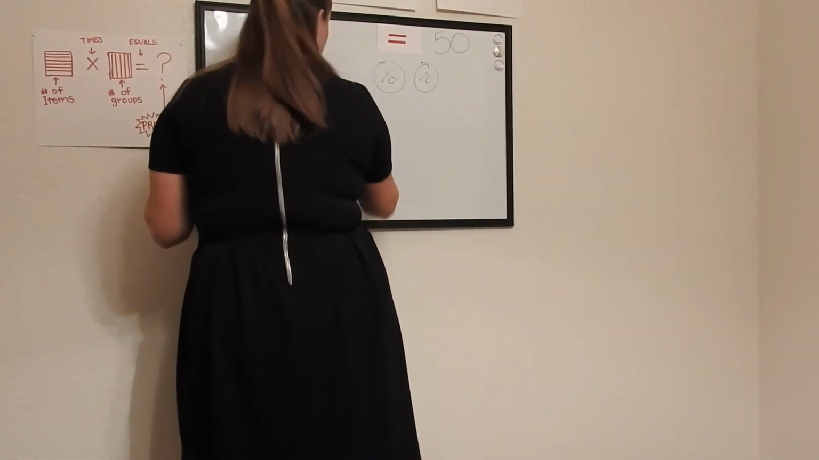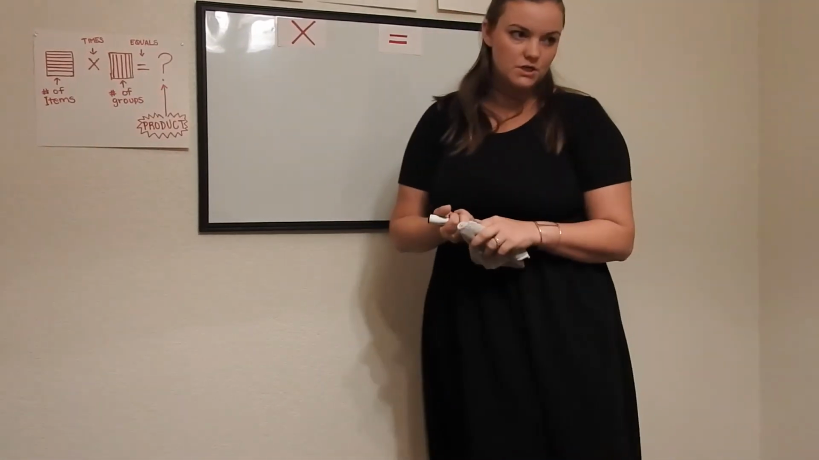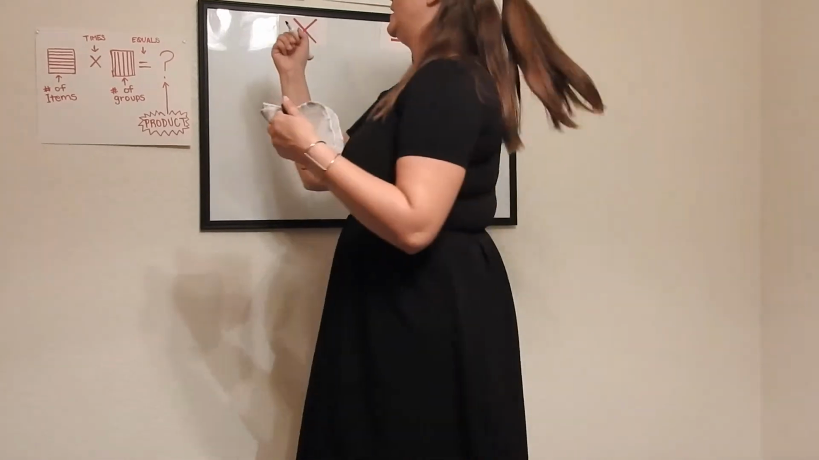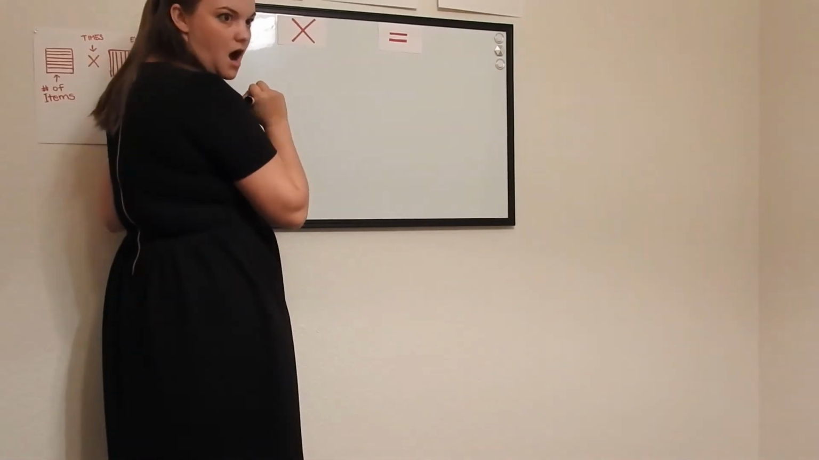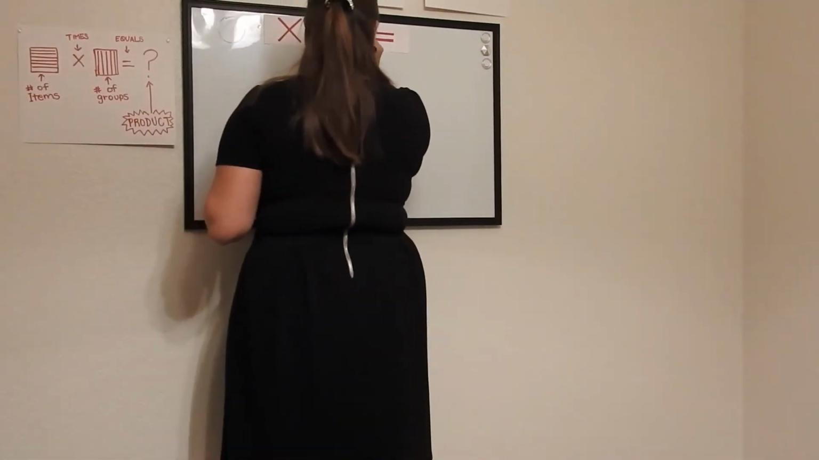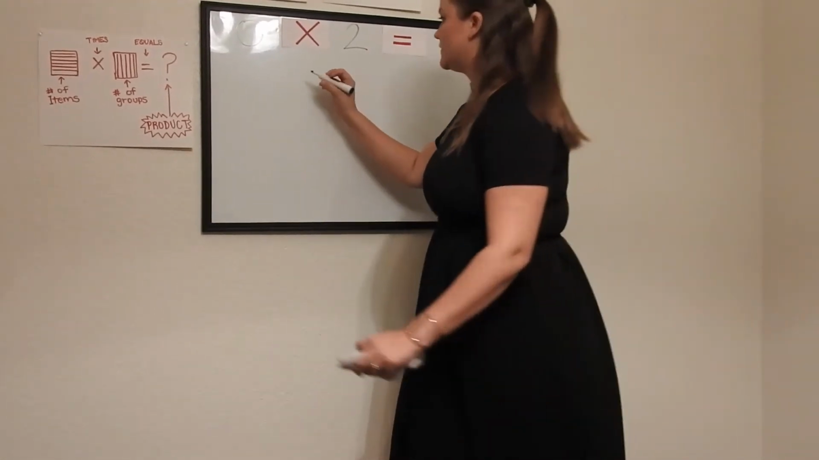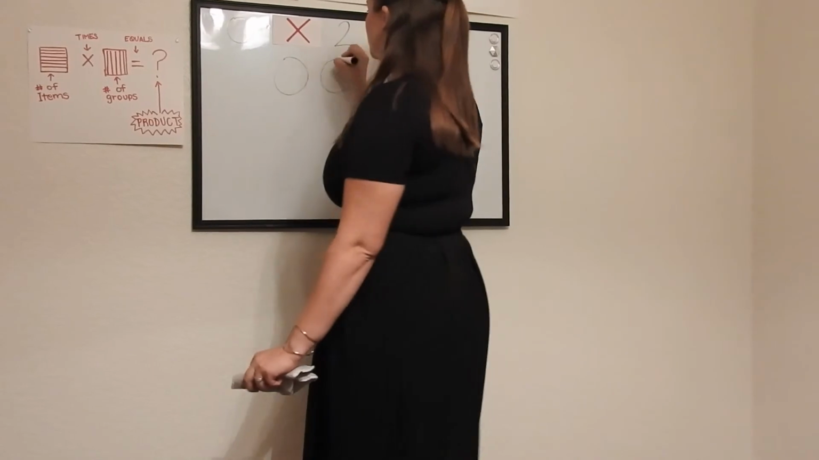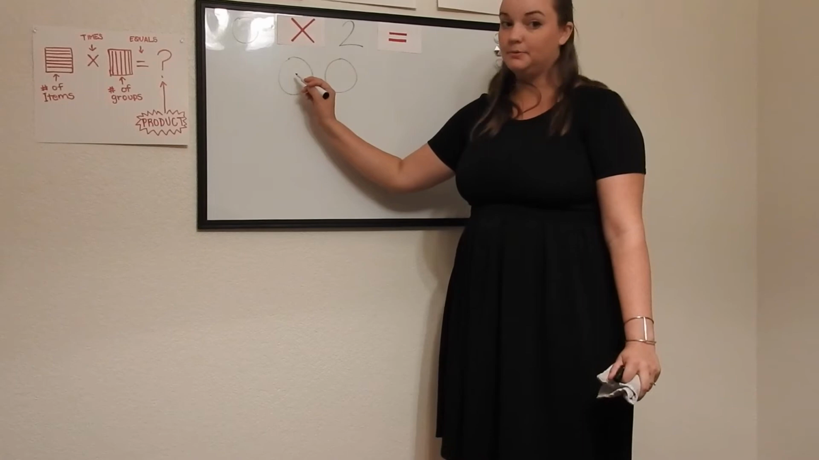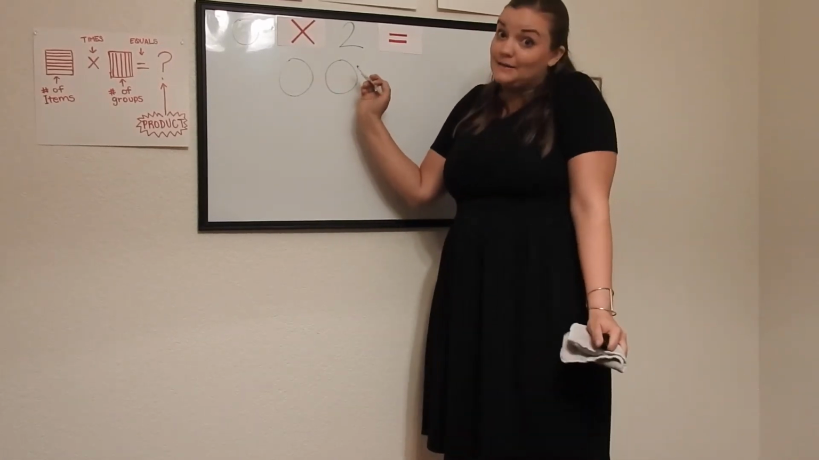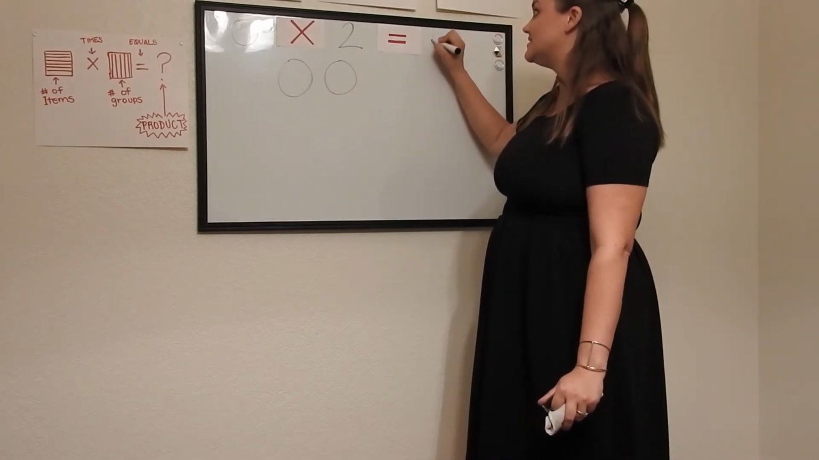You've done big numbers and you've done small numbers. I'm going to throw in a trick question. Ready? 0 times 2. Okay, how many groups do we have? 2 groups. Now how many is in each group? 0. I'm not going to put me in that group. So 0 times 2 equals 0.